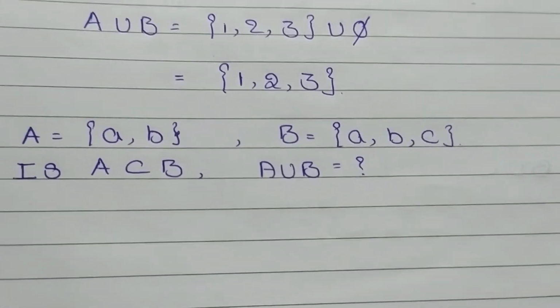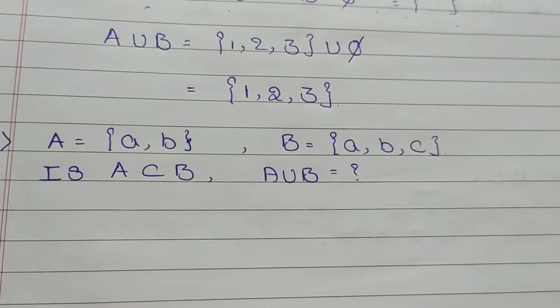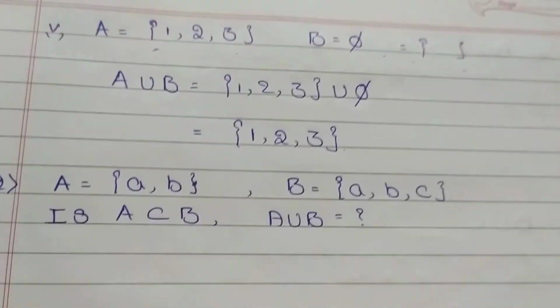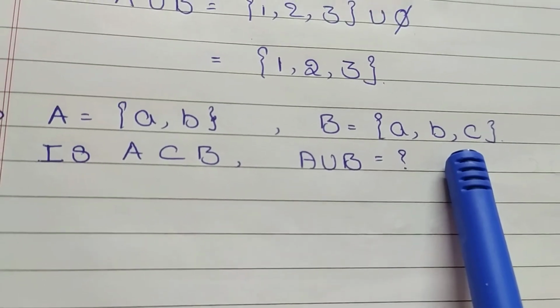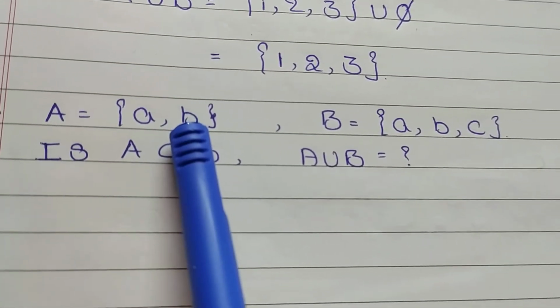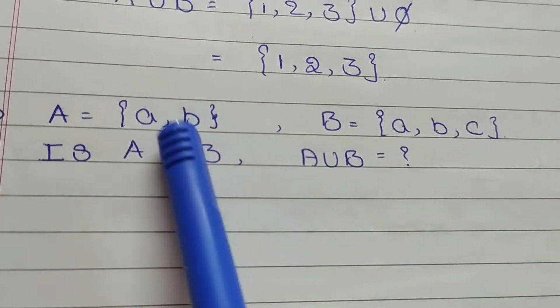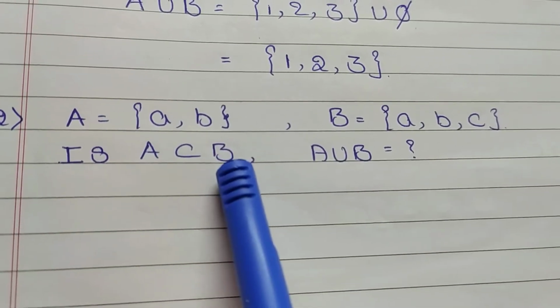Is A a subset of B? And what is A union B? They are asking whether A is a subset of B, and what A union B is. First, see here: I can say that something is a subset of another set if every element of this set is there in the other set. The first question is whether A is a subset of B or not.